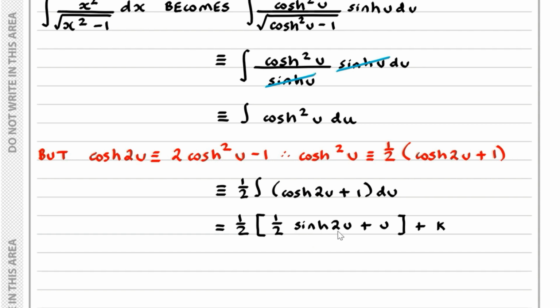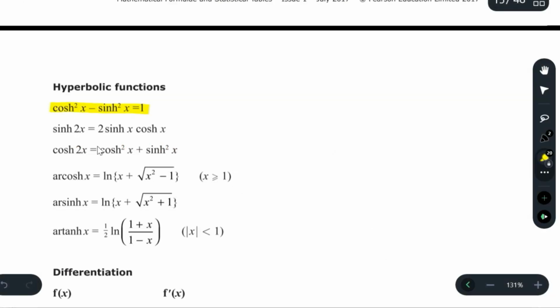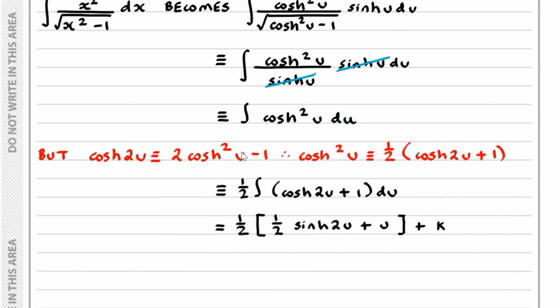Now, hyperbolic sine of 2u, if we go to the formula book, we can use this result here. Hyperbolic sine of 2x is equal to 2 times by hyperbolic sine x, hyperbolic cosine x. And so we have here 1/2 lots of the 1/2 times by 2 hyperbolic sine u, hyperbolic cosine u, plus u, and then we add on some value k.